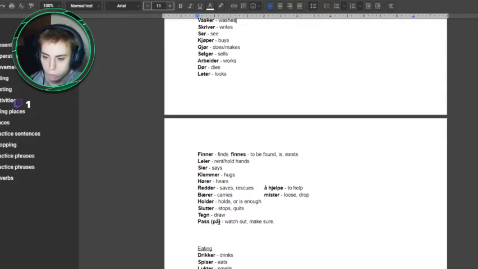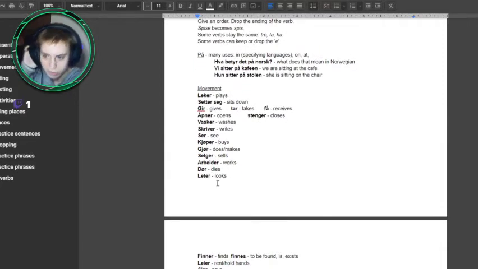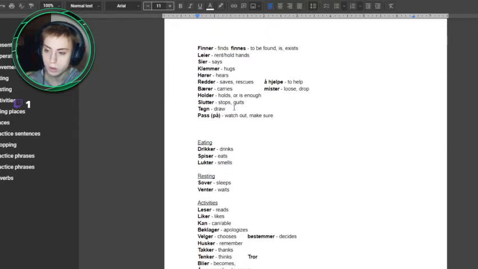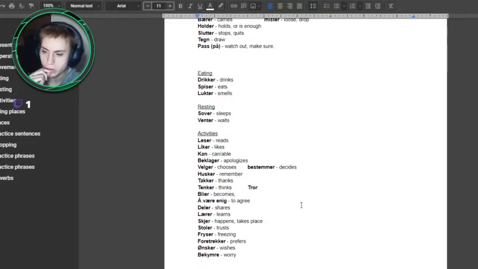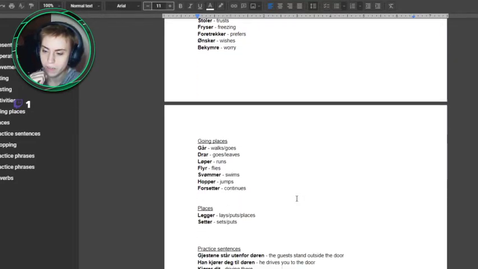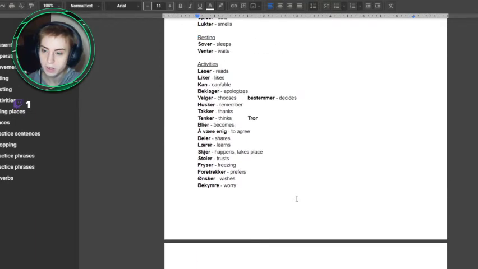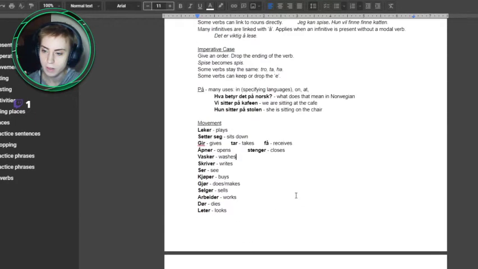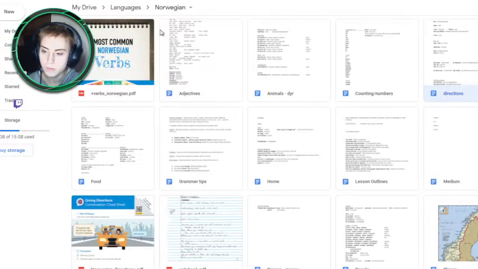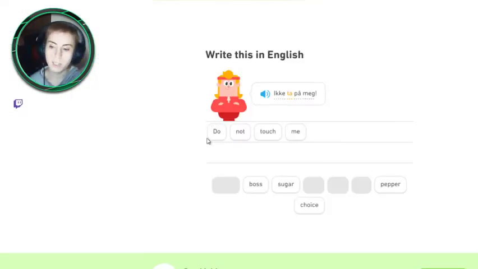Yeah, so tar is takes, but in the imperative form, you would drop the R. So that could also be, I wonder if it's a word that has double meaning. I think it must be. Ikke ta på meg. Do not touch me.